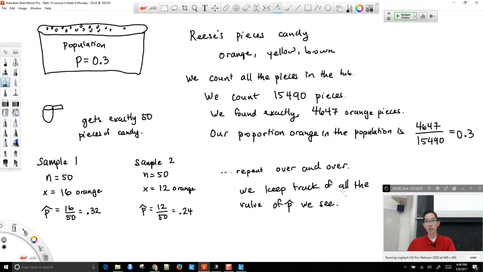Ultimately, I'm interested in the distribution of p hat. What kind of values of p hat appear frequently? What values appear infrequently? What values of p hat never appeared? That's what I want to know. I want to know the distribution of p hat, and that's going to be my sampling distribution. Does that make sense?